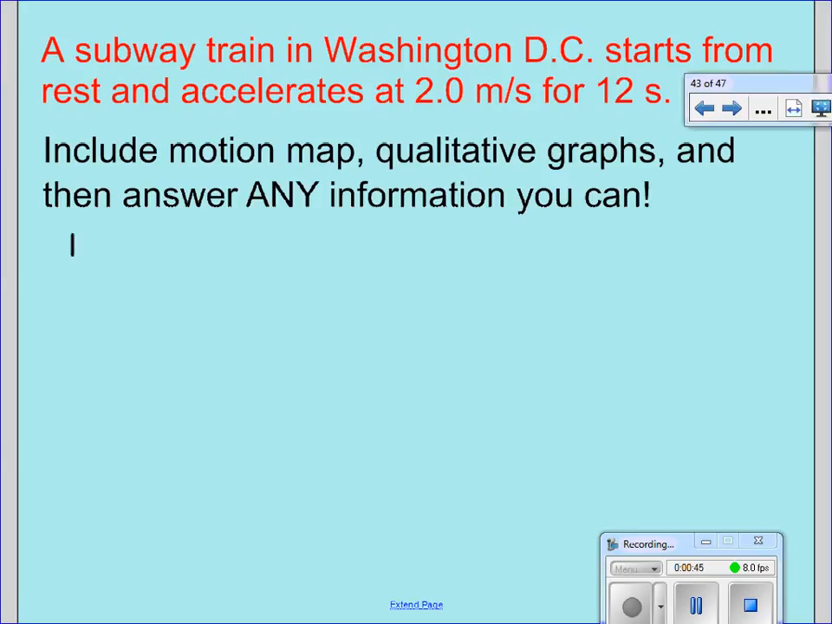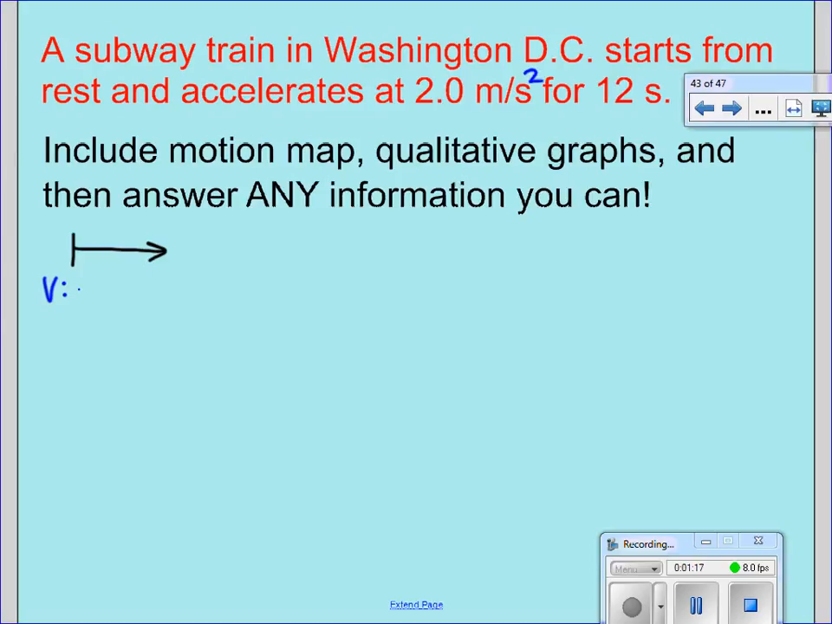All right, remember, you as the physicist can decide which direction you want your motion map. It's always a habit for me to make the motion happen in the same direction that's positive, so that means to the right. So I'm going to do velocity first. I'm going to make it travel to the right, since that would make my velocities positive. In this situation, I notice that the subway train is starting from rest and accelerating at 2 meters per second, and that should be 2 meters per second squared, excuse me, for 12 seconds.